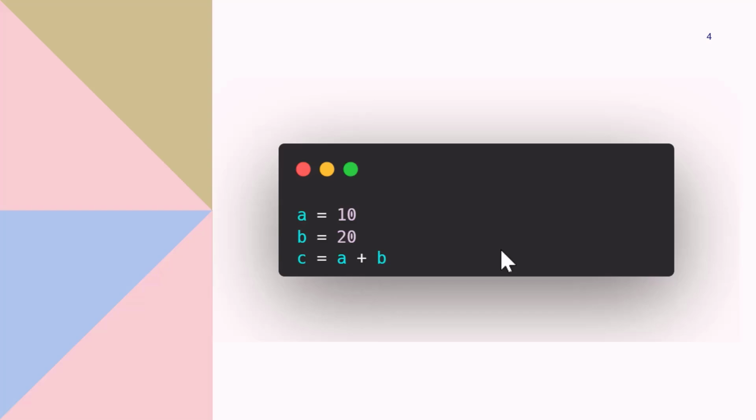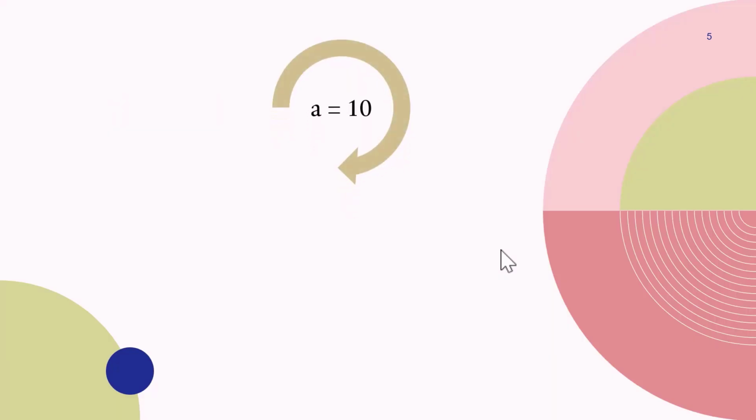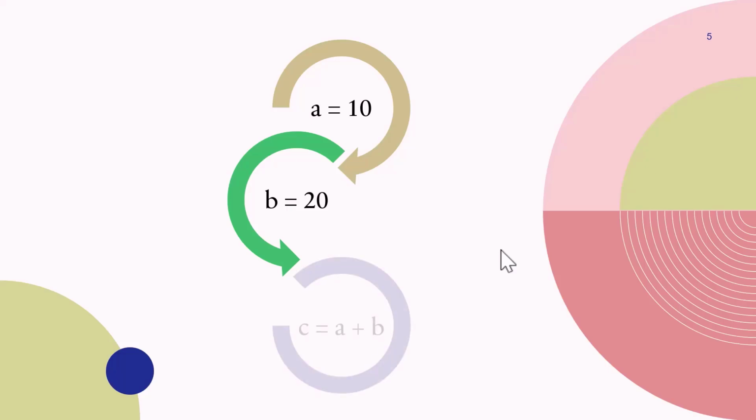So let's take a simple example. You have this Python code where you have three statements: a is equal to 10, b is equal to 20, and then c equal to a plus b. This code gets converted into bytecode, but Python doesn't run all of it at once. It executes it instruction by instruction. First it will go to the first instruction, then the second instruction, then it will execute the third instruction.